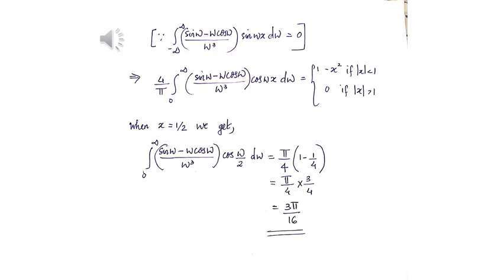Now we need to have cos omega by 2. For that, substitute x is equal to 1 by 2. Therefore, integral 0 to infinity of sine omega minus omega cos omega divided by omega cube, cos omega by 2 d omega, is equal to pi by 4 into 1 minus 1 by 2 the whole square, that is 1 by 4. So the answer is 3 pi by 16.